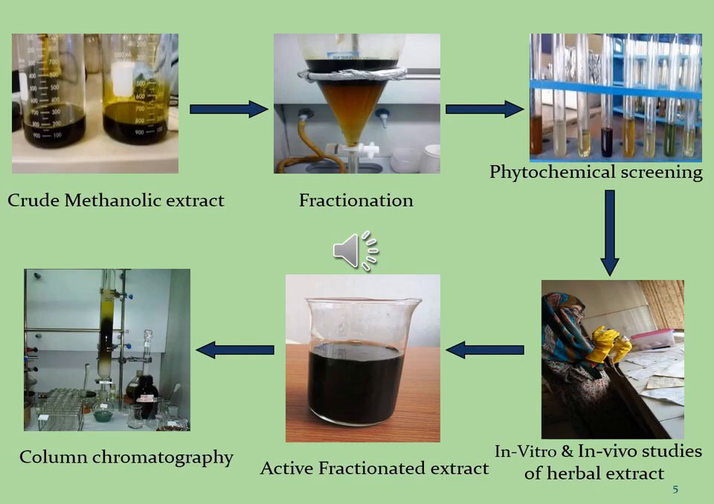Here this fraction is further selected for the column chromatography. In column chromatography, column silica is used as a stationary phase and different combinations of the organic solvents are used as a mobile phase. This technique is used for the isolation and the separations of the organic compounds or the phytoconstituents on the basis of the organic polarity system.